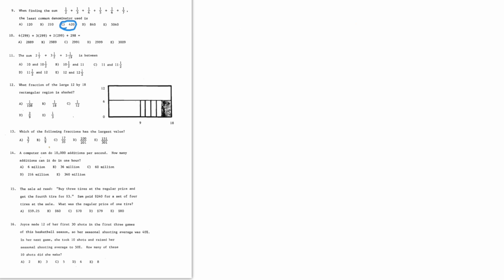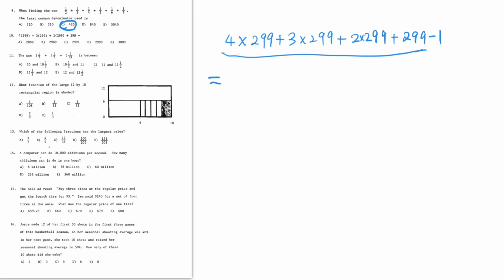Number 10. 4 times 299 plus 3 times 299 plus 2 times 299 plus 298. We can write 298 as 299 minus 1. In this case, we can factor out 299.